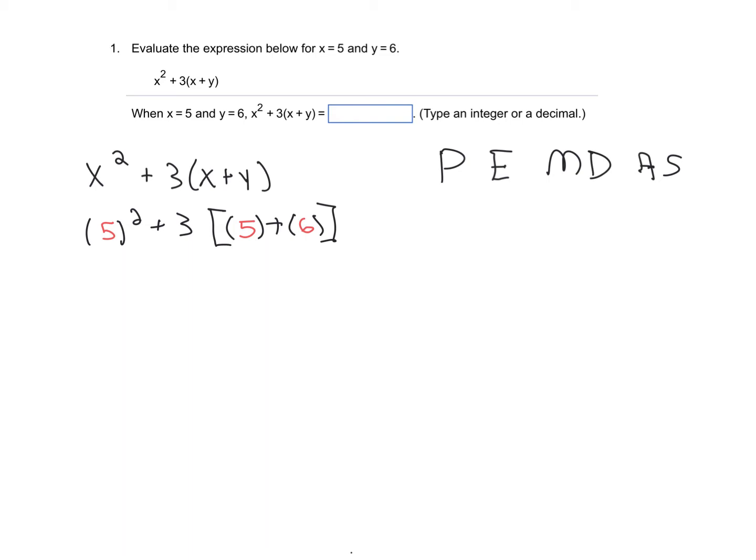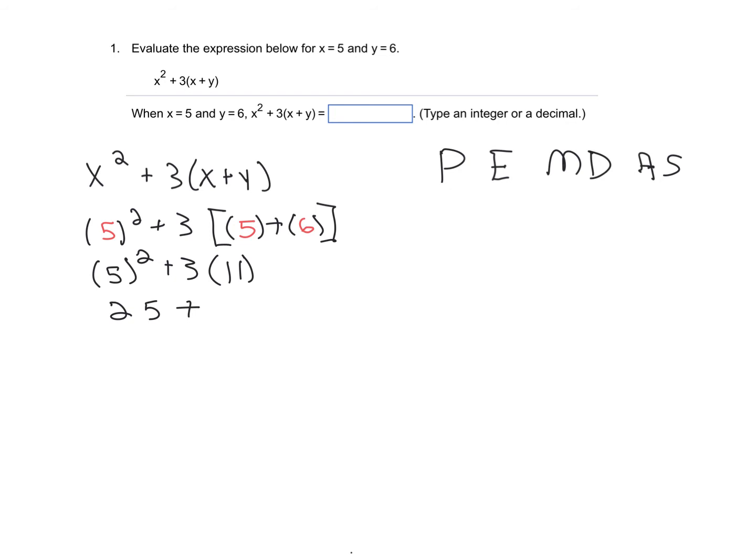Anyway, that means that this will stay the same for now. And inside the brackets, we have 5 plus 6, which is 11. Since we no longer have parentheses in there, it will go back to being parentheses on the outside. And now the next step after the parentheses is exponents. So we're going to take this 5 squared, or 5 times 5, and we're going to replace it with 25.